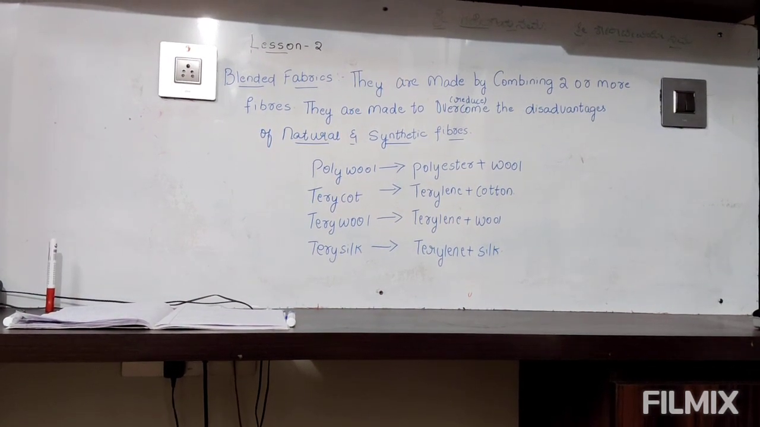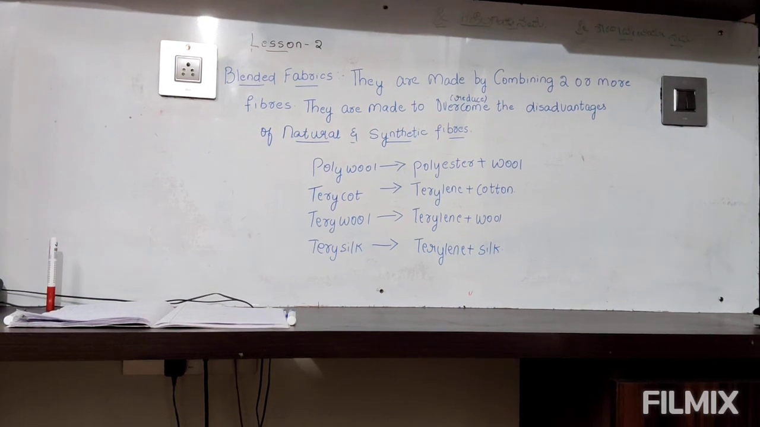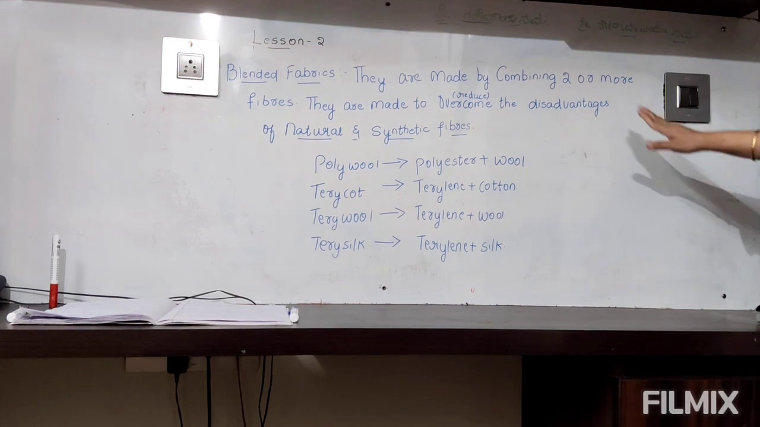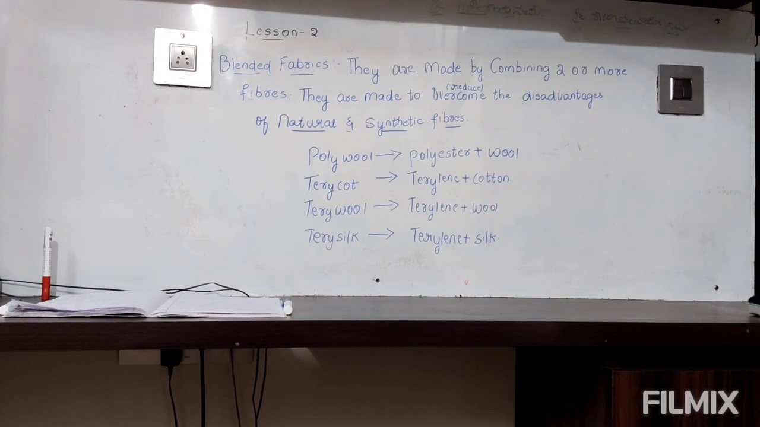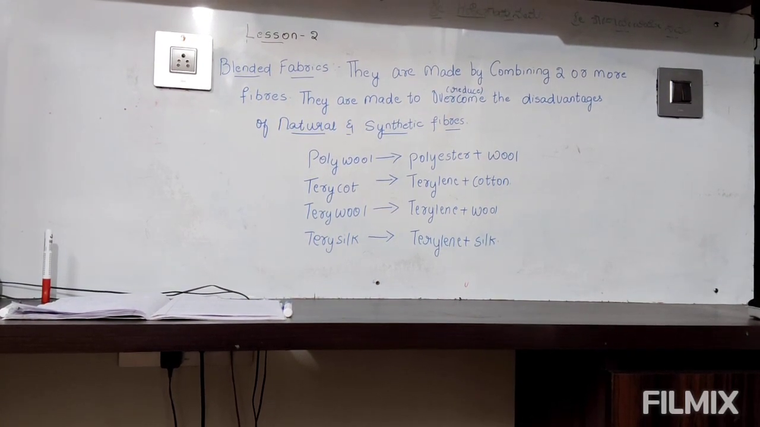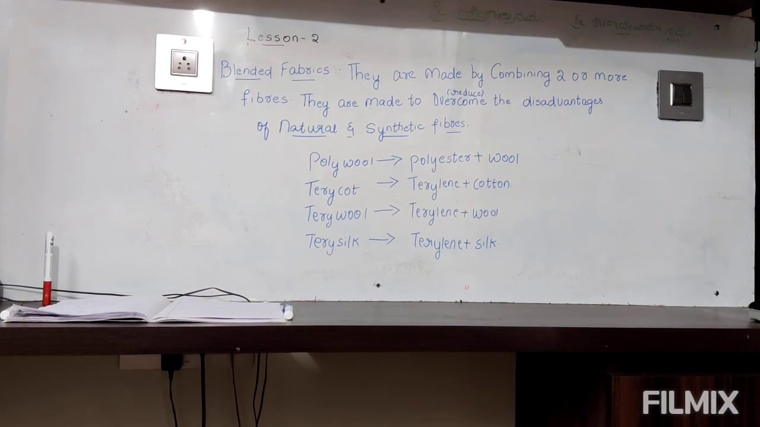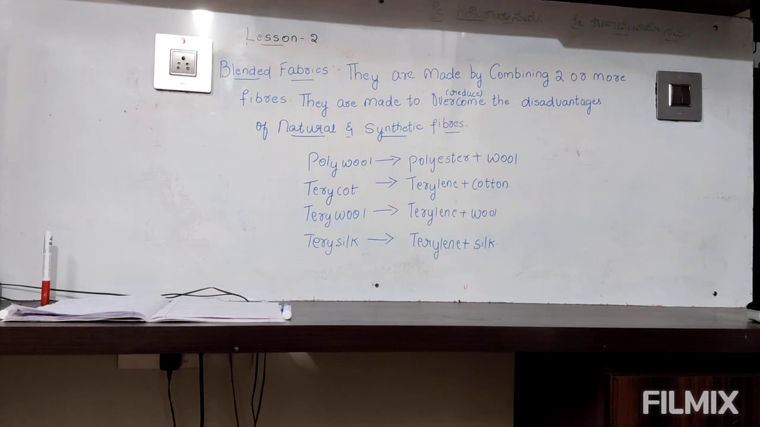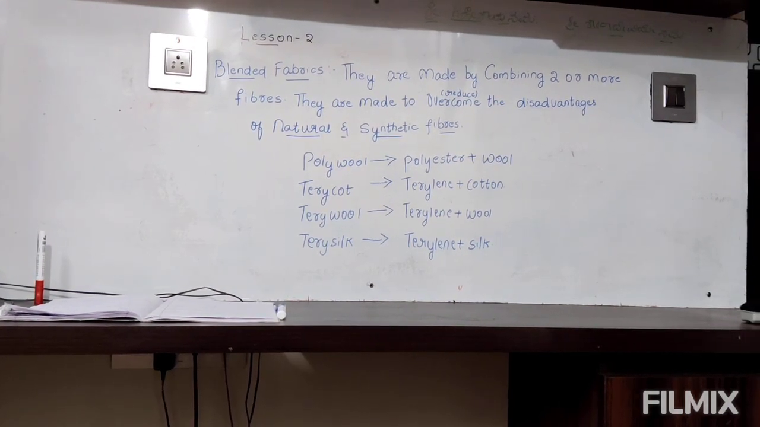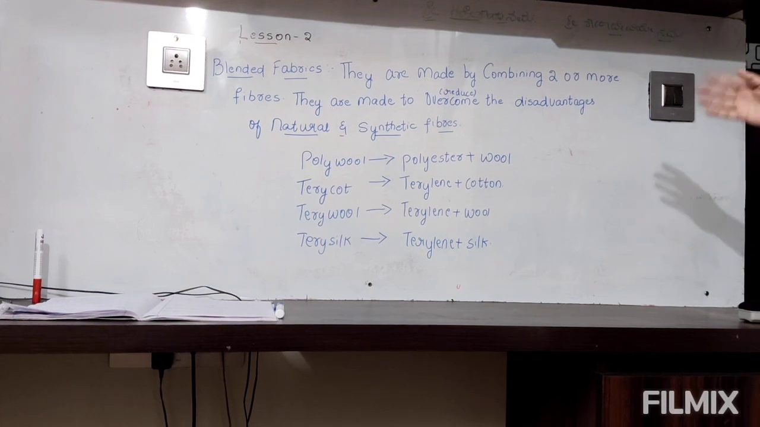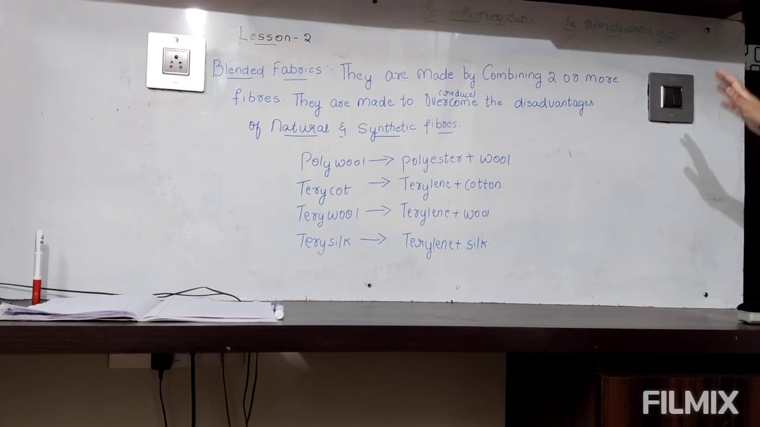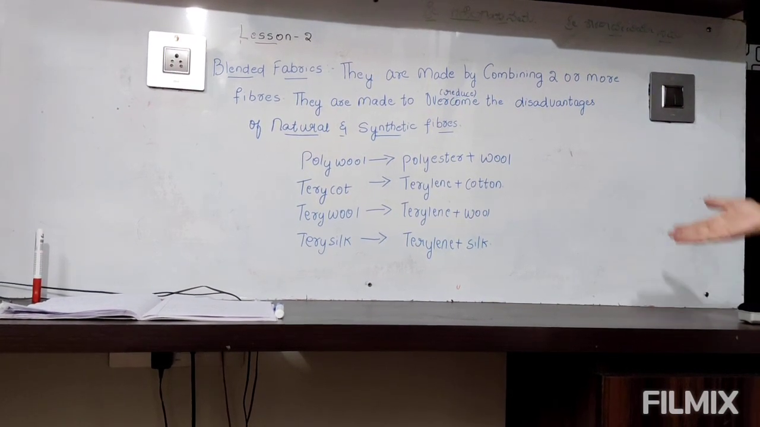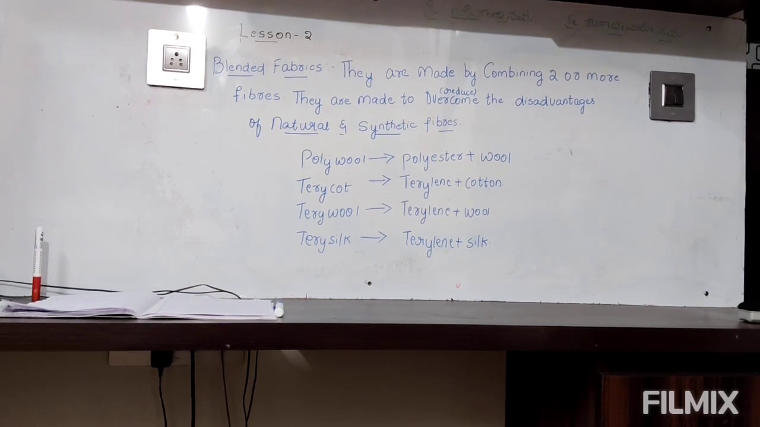Why have they combined them? Because to reduce or to overcome the disadvantages of natural and synthetic fibers. You have lots of advantages as well as disadvantages. To overcome the disadvantages of these fibers, they are blending the fabrics. Blending means combining. They are made by combining two or more fibers, one synthetic and one natural, to reduce the disadvantages of natural and synthetic fibers.